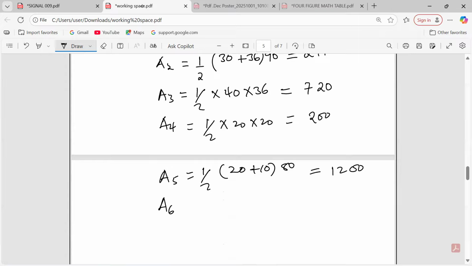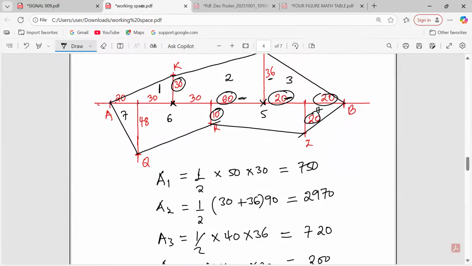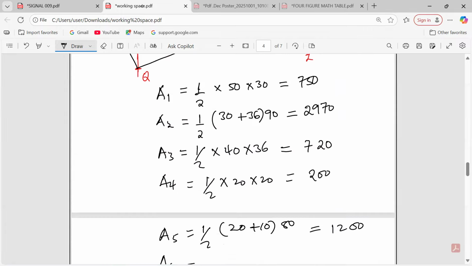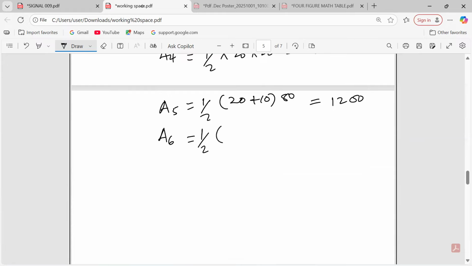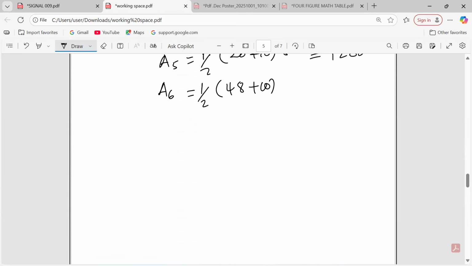Then area 6. We're almost there. Area 6 is again trapezium, with parallel sides 48 and 10. Then the height between them is 30 and 30, which is now 60. So half times 60 times this particular sum, which is 58, right? Yes, 1740.